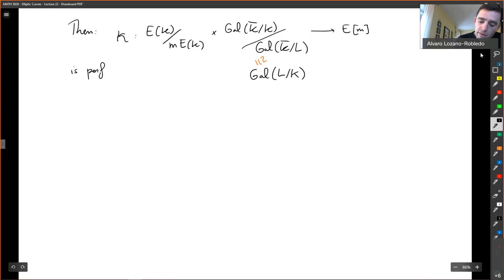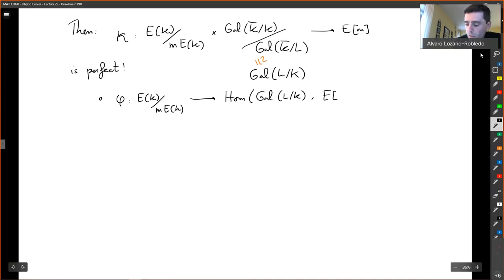So for example, I can show you that the induced map on the left, so for example, phi, that goes from EK modulo M EK to Hom from the Galois group of L over K to EM, that sends any class here to the Hom that is kappa, because this is a bilinear map. If I fix one of the elements, then this gives me a linear map. So it gives me a Hom from the Galois group to EM. This is injective.